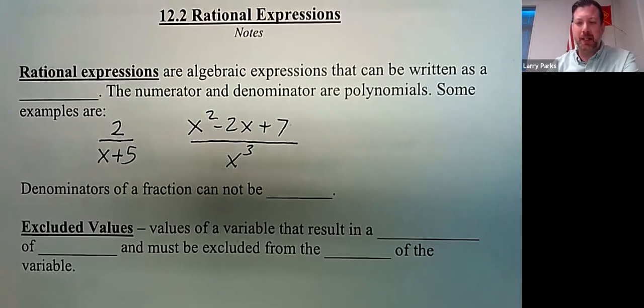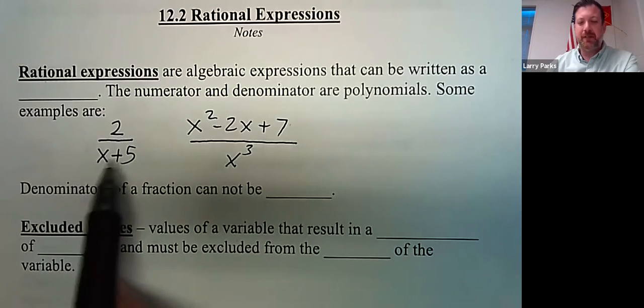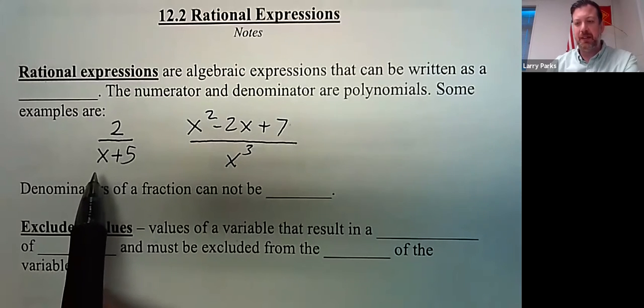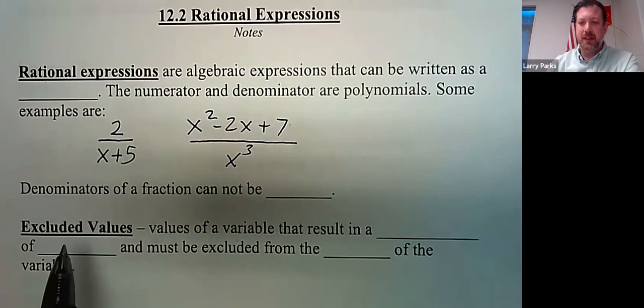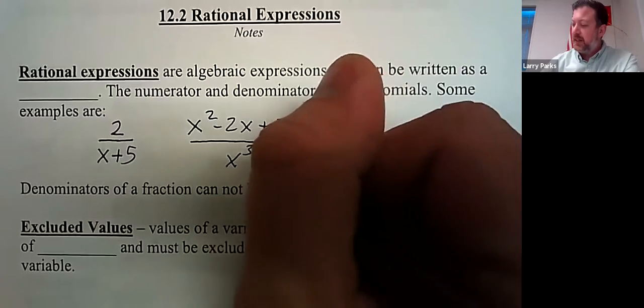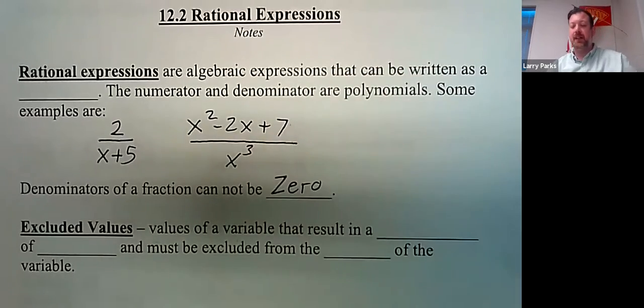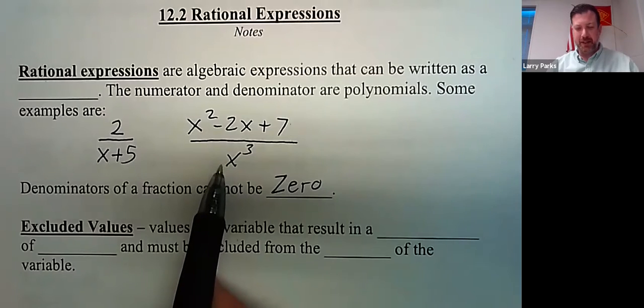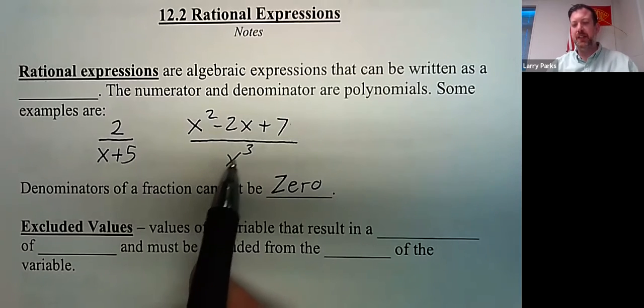The thing to remember about rational expressions is that you cannot divide by 0. There is no way to divide by 0 and get a number, because anything times 0 is 0. So denominators of a fraction cannot be 0. So because denominators can't be 0, we get what's called excluded values. So for here, x cannot be -5 because -5 plus 5 is 0. Here, x can't be 0 because 0 to the third is 0, and you can't divide by 0.